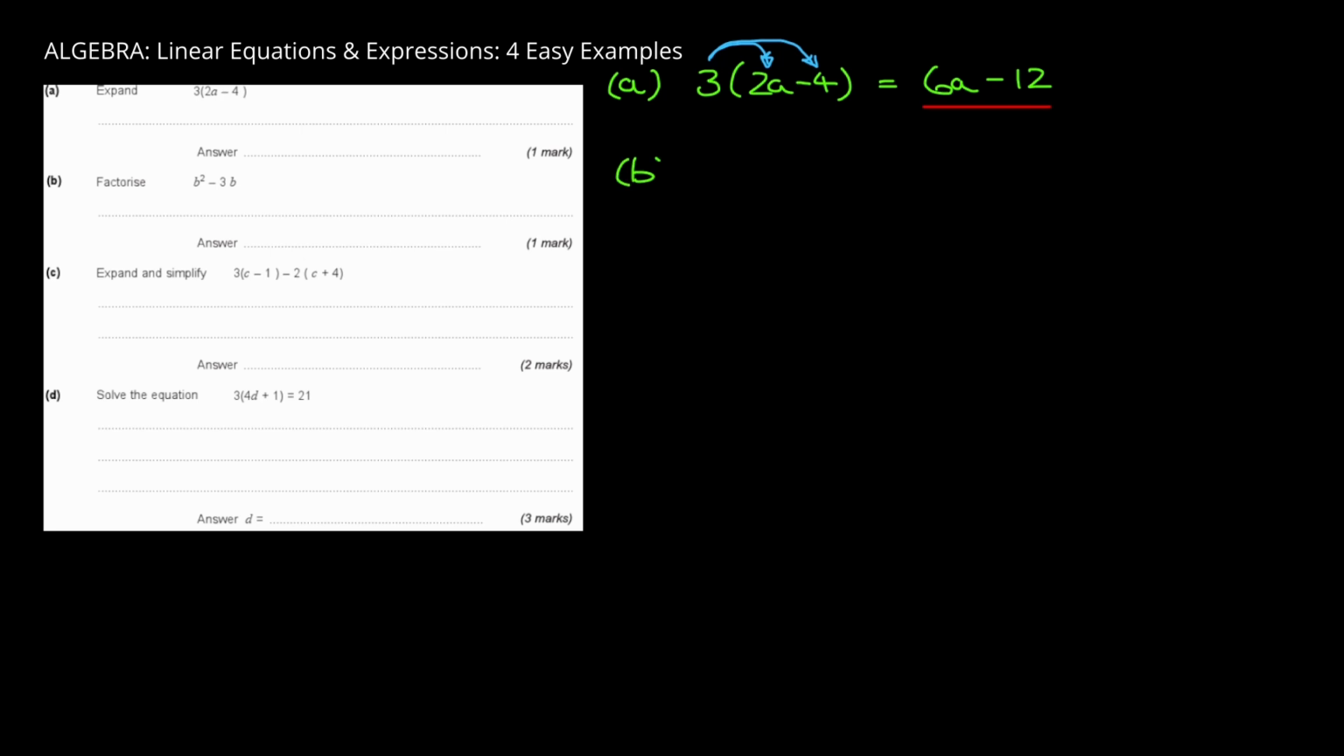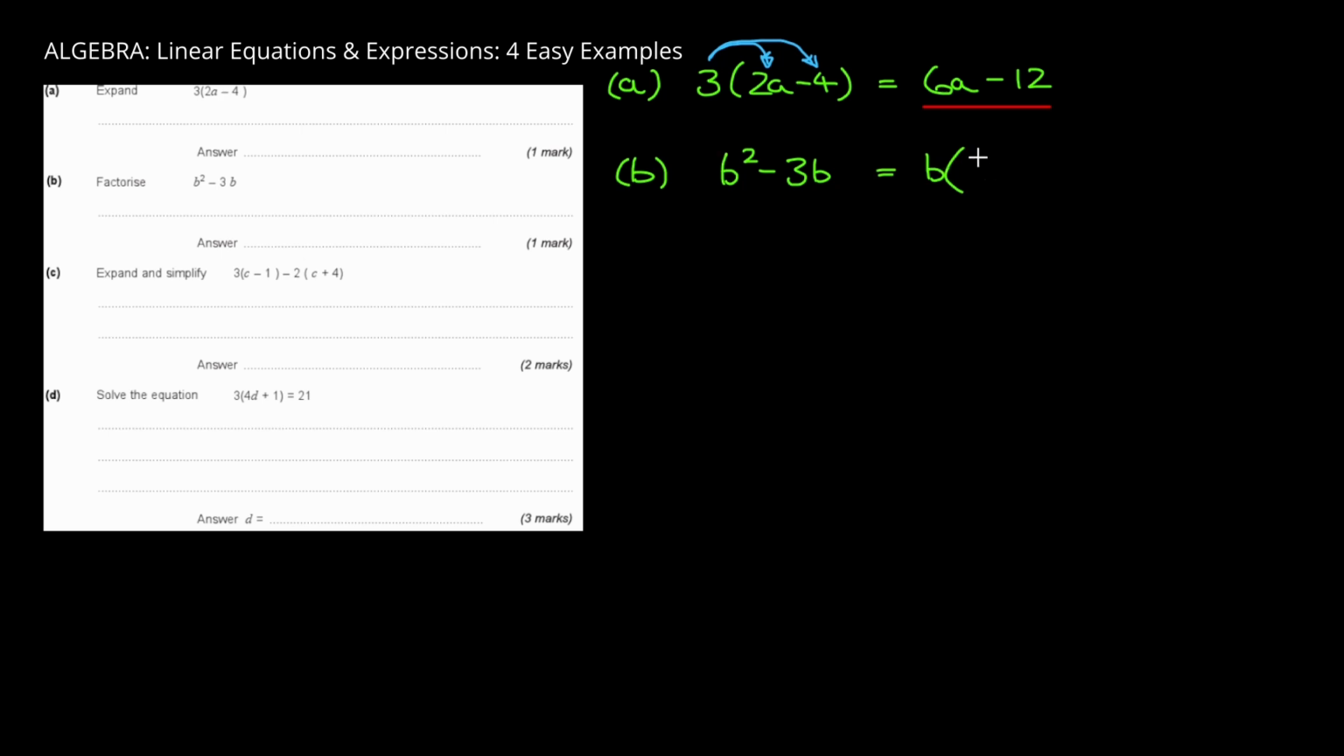Part B, we're asked to do the reverse. We're asked to factorize. Now here we aim to create a bracket and find a common factor. Well, there's a common factor of b, because this is b times b, and we've got a single b here. So we can sit the b outside a bracket and then work out what remains inside.